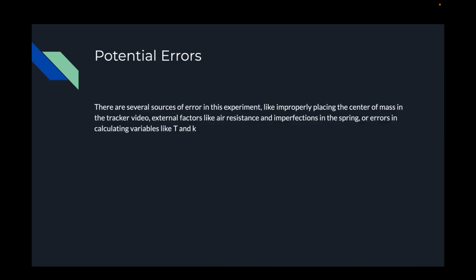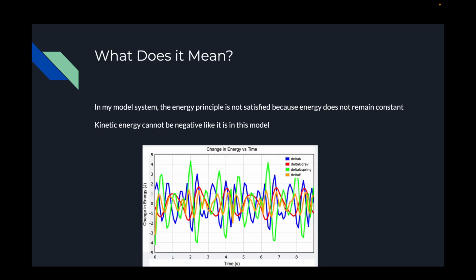So potential errors in my experiment are improperly placing the center of mass in the tracker video, maybe some external factors like air resistance or imperfections in the spring, or errors in calculating my variables like T and k. So what does it mean?